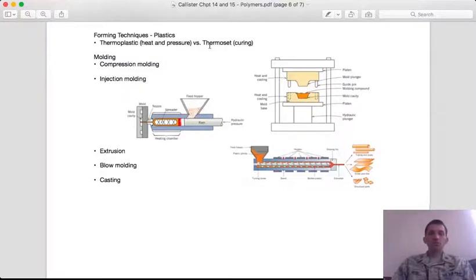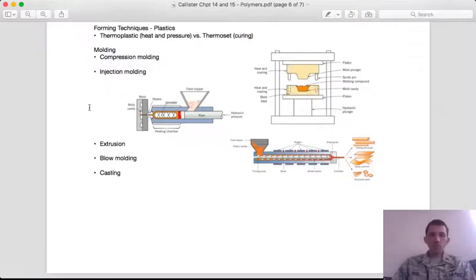The two big categories of polymers have different types of processing, as you might expect. Thermoplastics have a melting or glass transition point and become liquid, and so those are quite easy to melt and remelt and only require heat and pressure. Thermosets are a curing, so you have a chemical reaction that is happening, and generally this can only be done once.